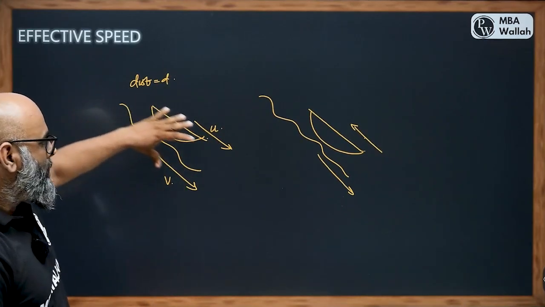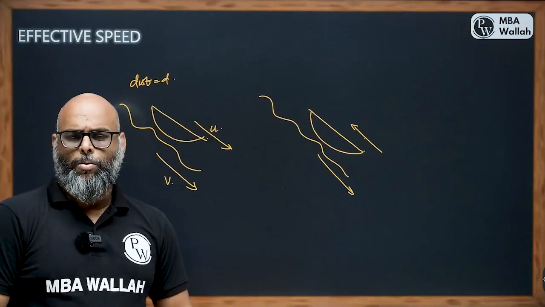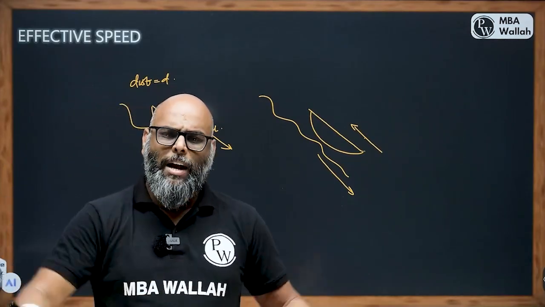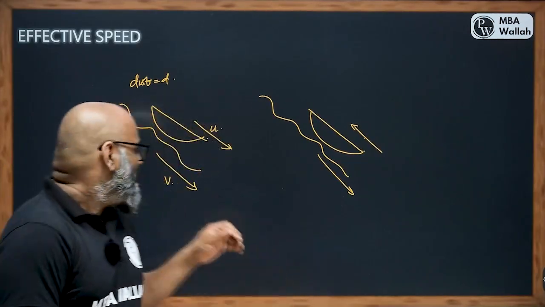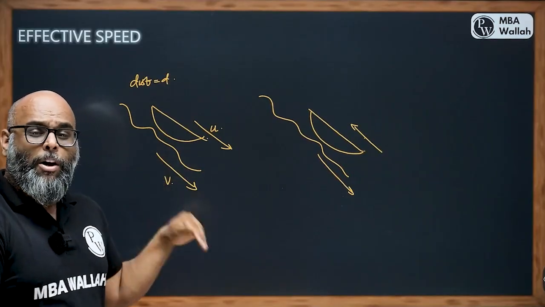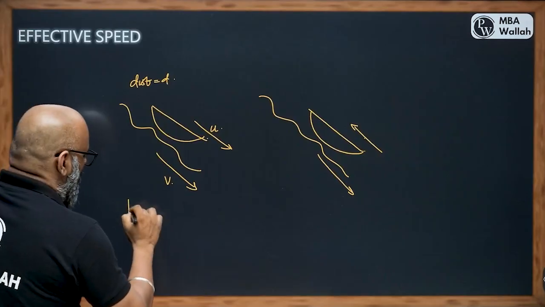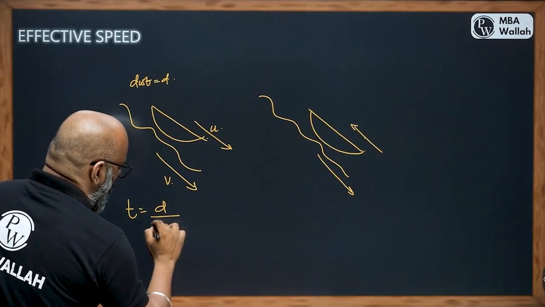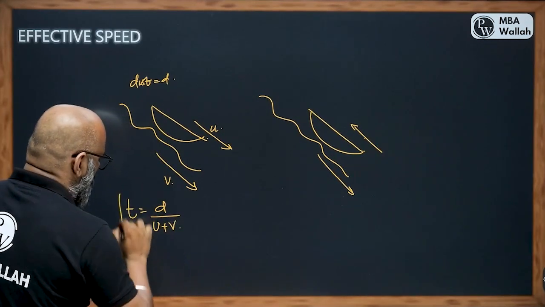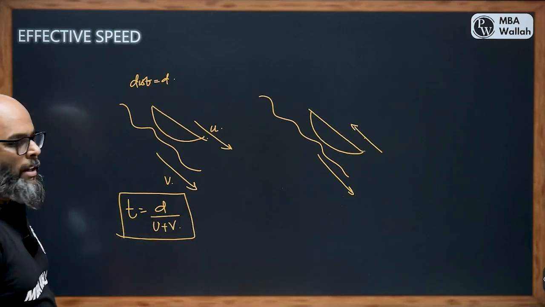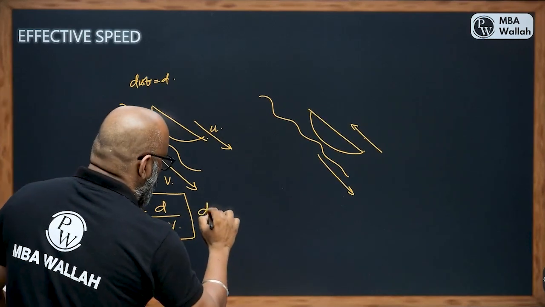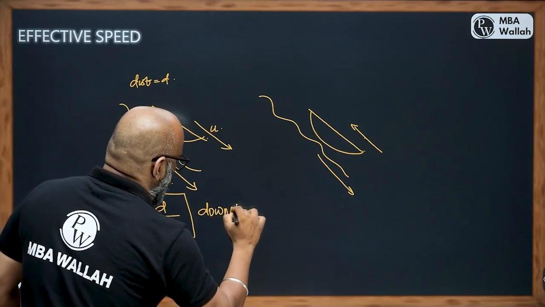Now in this case, will I reach faster or slower, quicker or later? Obviously I'll reach quicker, for the simple reason that I'm getting a push. The speed of the stream is getting added to my speed, so the time taken here is equal to d divided by u plus v. And this is under the condition called downstream.